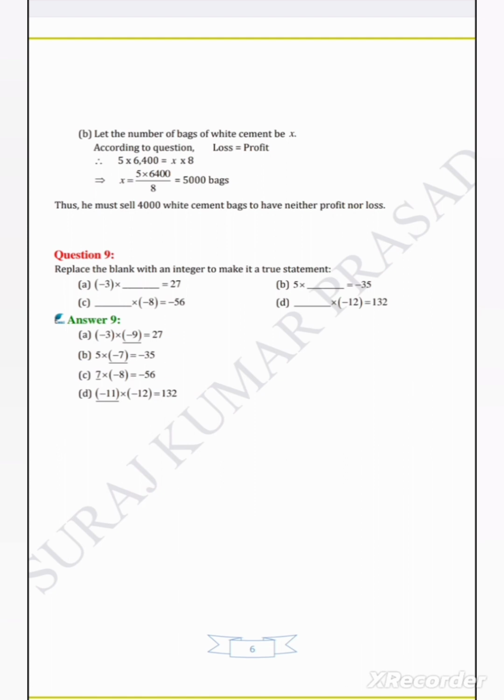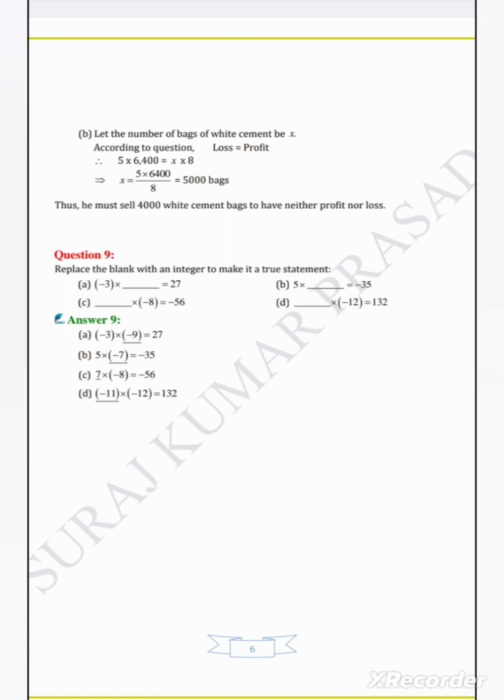And C. Blank into minus 8 is equal to minus 56. As we know, 7 into 8 is 56, and in this question itself a negative integer is given, and the answer is also a negative integer. So the blank must be a positive integer. So plus 7 into minus 8 is equal to minus 56.